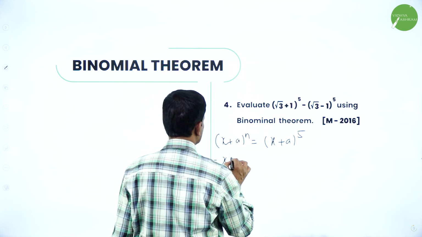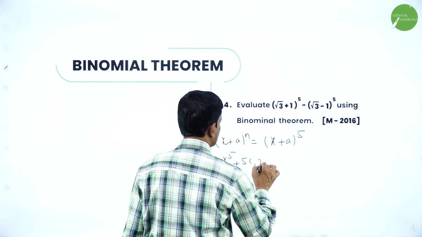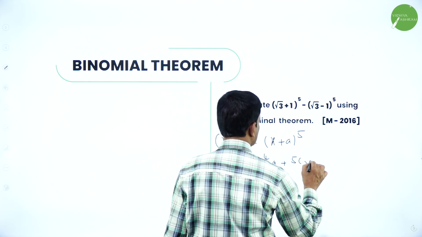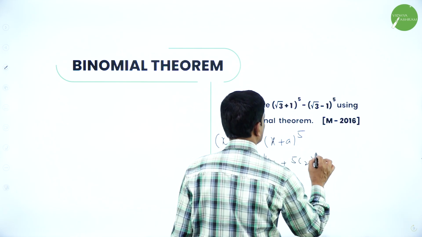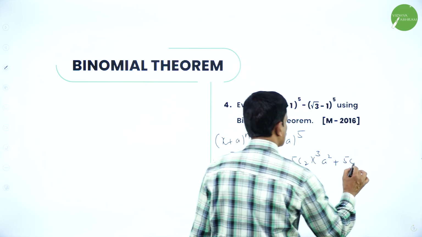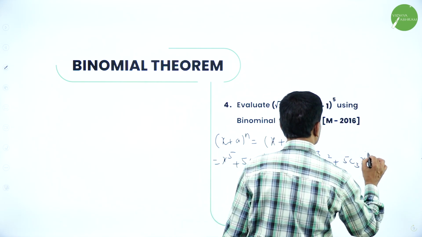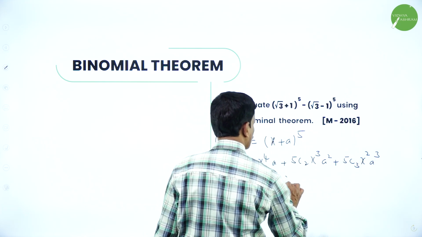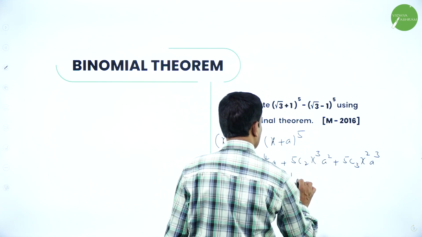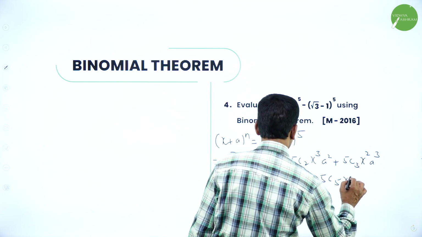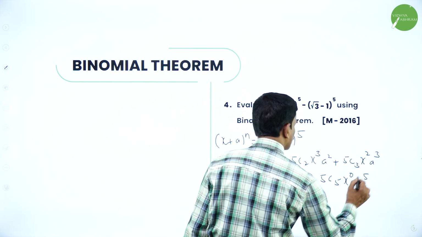So this is x raised to 5 plus 5C1 x to the power of 5 minus 1 is 4 into a, plus 5C2 x to the power of 5 minus 2 is 3 into a square. Next term is 5C3 x to the power of 2 into a cube. Next 5C4 x to the power of 1 into a to the power of 4 plus 5C5 x power 0 into a to the power of 5.